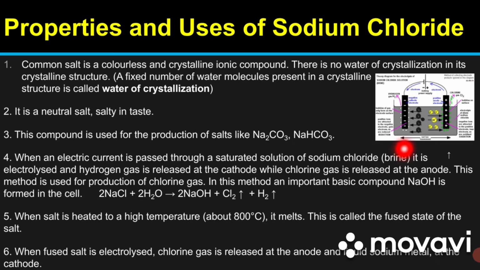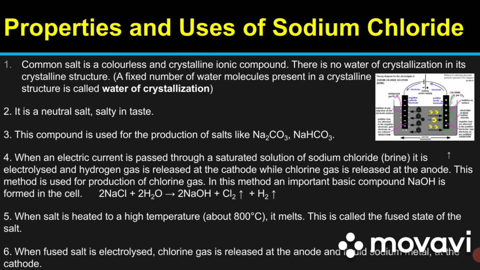When an electric current is passed through a saturated solution of sodium chloride, that is brine, it is electrolyzed and hydrogen gas is released at the cathode while chlorine gas is released at the anode. This method is used for production of chlorine gas. In this method, an important basic compound, sodium hydroxide NaOH, is formed in the cell. The chemical equation of this reaction is 2NaCl + 2H2O gives 2NaOH + Cl2 + H2, which is released.